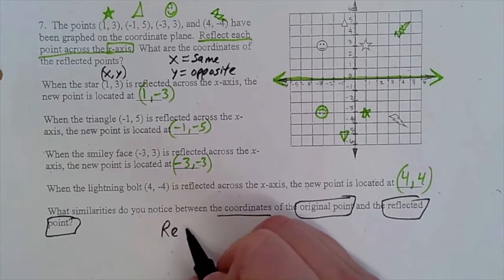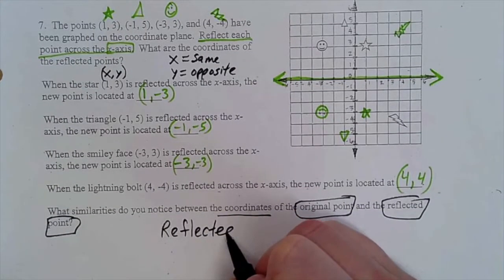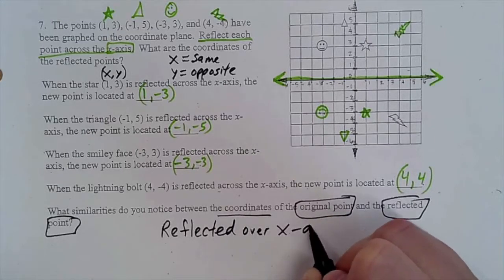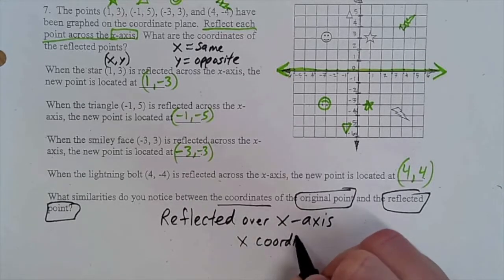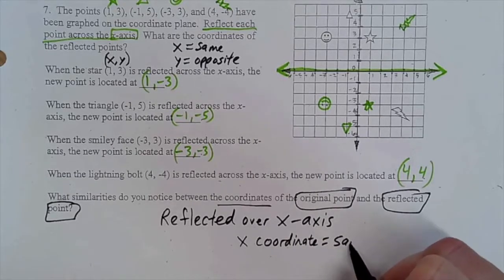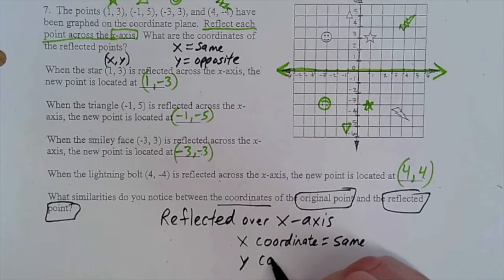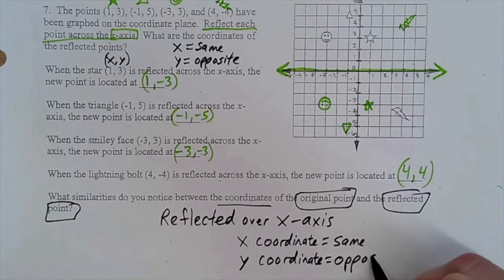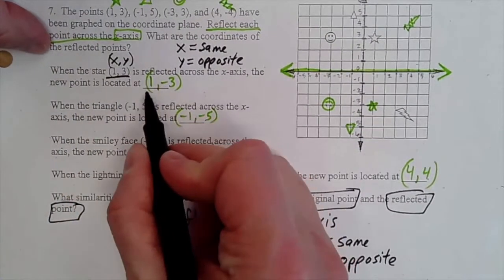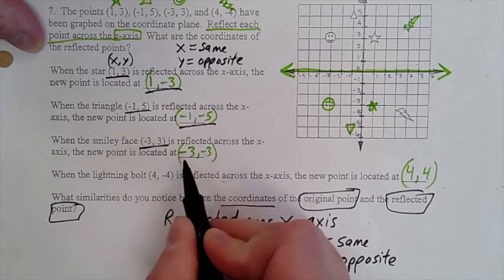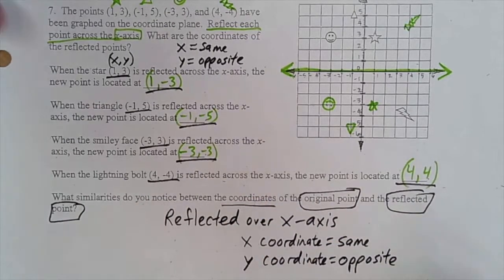So when it's reflected over the x-axis, your x coordinate stays the same, but your y coordinate becomes the opposite. So instead of up 3, it was down 3. It becomes the opposite. So when you look at the old compared to the new of each one, they're really similar. The first one's always the same, and the second one is its opposite.